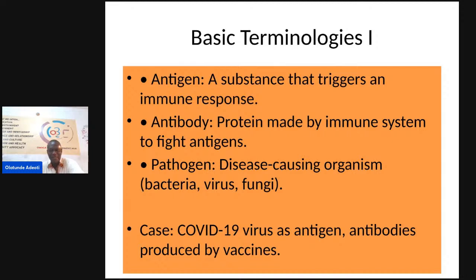A case study of this is the COVID-19 virus, which acts as an antigen, and antibodies produced by vaccine. So the COVID-19 vaccine is what is going to produce the antibody to be able to fight against the antigen that is produced by COVID-19. Each disease-causing organism, each pathogen, has its own way of attacking. They have their own weapon that they use in order to attack our body.